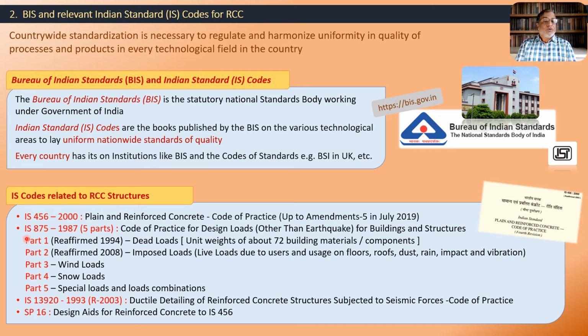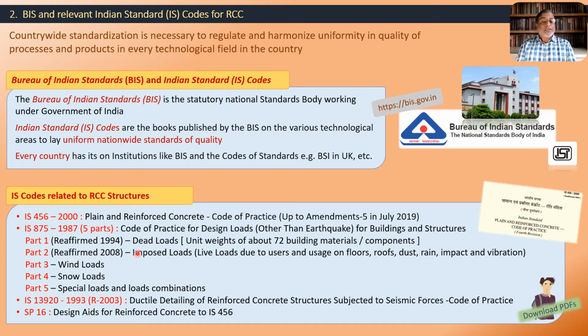The second IS code is IS 875-1987. It has 5 parts. This code is of help while designing using IS 456. This code is about code of practice for design loads other than earthquake for buildings and structures. So this code has 5 parts: part 1, part 2, part 3, part 4, part 5.